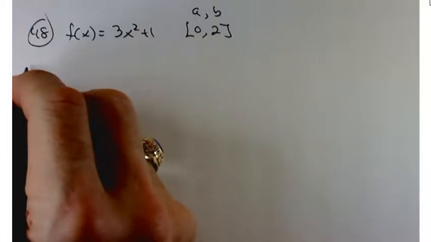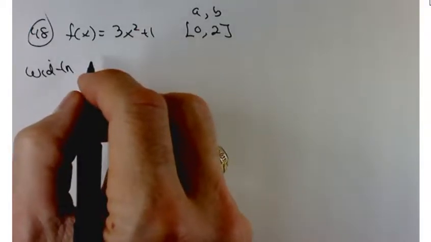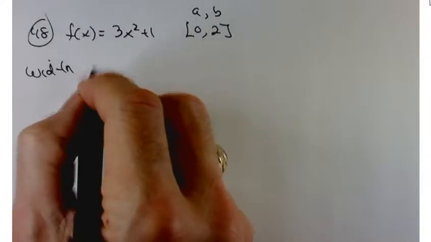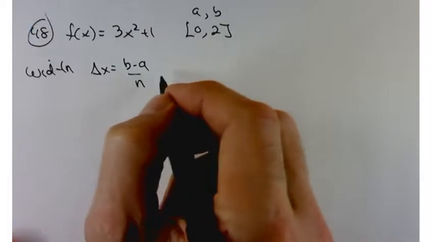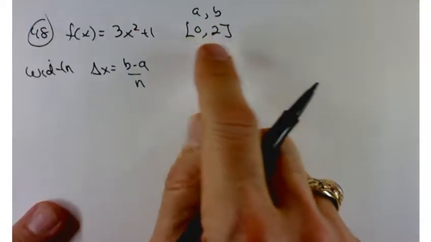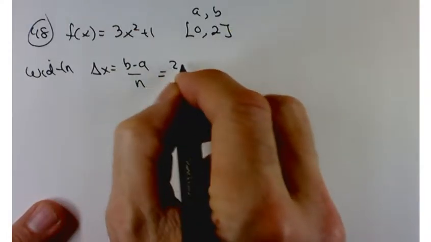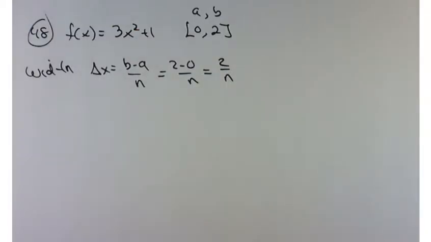We'll start by calculating the width of each of our subintervals. So the width is our delta x, and that's going to be b minus a over n. It's just convenient when you have an interval that starts at 0. We won't always be so lucky. 2 minus 0 over n. That gives us the width of each of our rectangles is going to be 2 divided by n. Now that's assuming that we have a regular partition. That is, they're all evenly spaced. And that's fine. We're going to make that assumption.